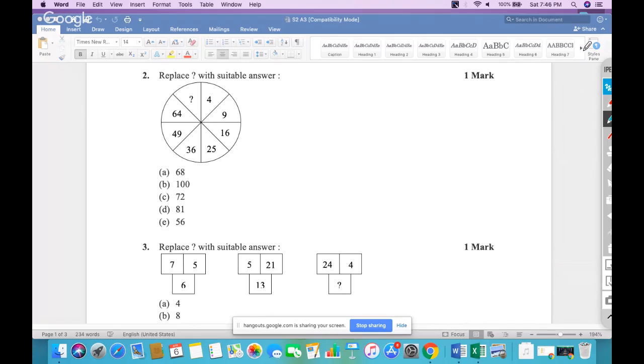What's the answer? People are saying 81. A lot of people are saying 81. So 4 square is 16. No, 2 square, 3 square, 4 square, 5 square, 6 square, 7 square, 8 square. So it will be 9 square, 81. That's absolutely fine. Now let me move to question 3.